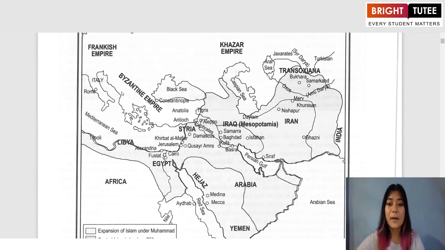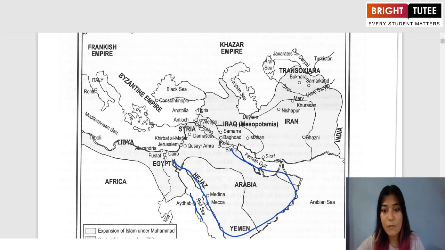So here is a map. You can see that this is the Red Sea, and this right here is the island of Arabia. So this was the land where the birth of Islam took place. These are the two important cities in Arabia, Medina and Mecca. From here, the successors of Prophet Muhammad continued to expand the territory, continued to conquer other areas, and spread Islam.